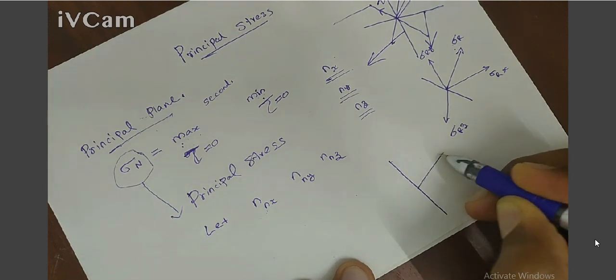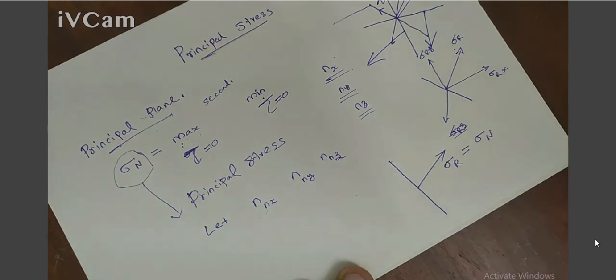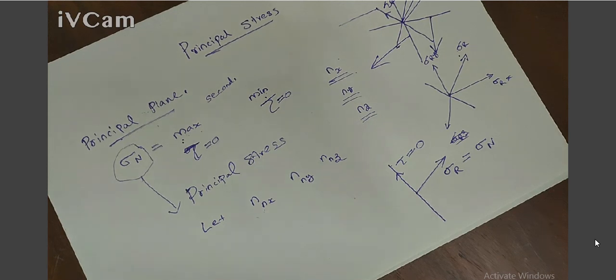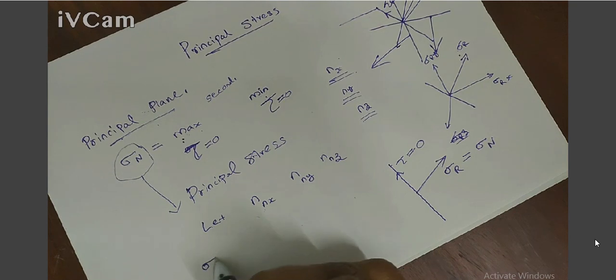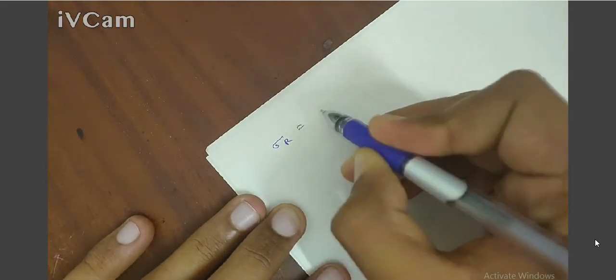Okay, so this is our principal plane. In this principal plane, the resultant stress sigma r will be sigma n, because there is no shear component. Shear component is zero in a principal plane, so the resultant stress will be a normal stress. So this is the resultant stress as well as the normal stress also. So we can write sigma r is equal to sigma n for a principal plane. Sigma r is called resultant stress, sigma n is called normal stress. Next I am going to continue.